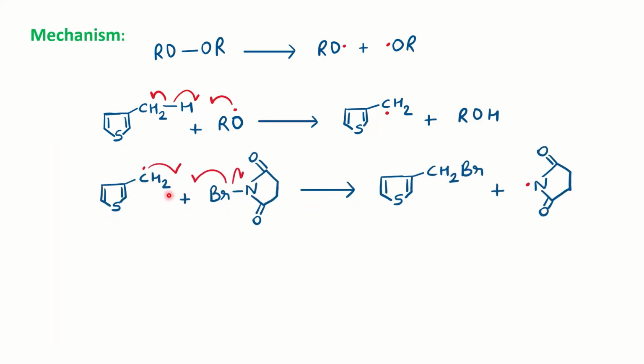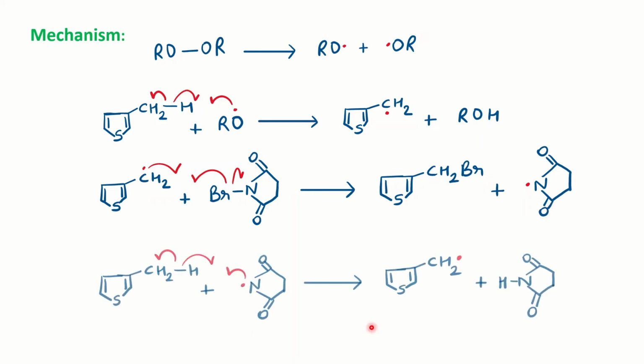Now, the next step is we have the active species, the active center, and you have the NBS reagent. So the bromine will be abstracted and the allylic bromination will occur, followed by the loss of the free radical species here, which will abstract the proton from the reactant and generate the succinimide. And again, in this step, the active species for the bromination is regenerated.